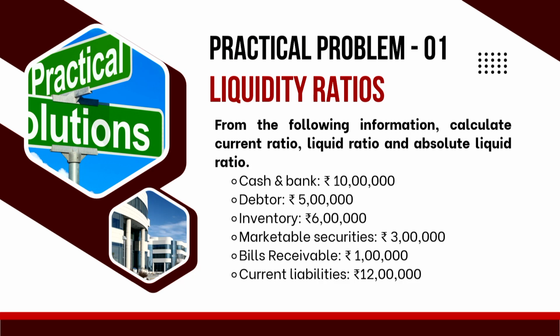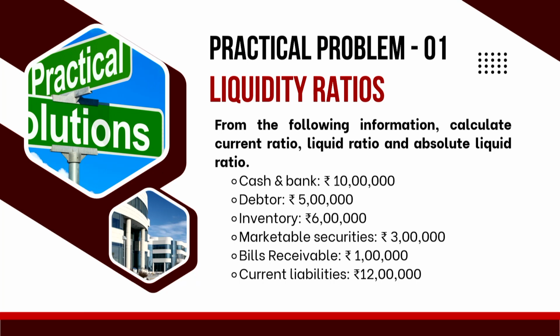From the following information, calculate current ratio, liquid ratio and absolute liquid ratio, and the information provided is cash and bank balance rupees 10 lakh, debtors rupees 5 lakh, inventory rupees 6 lakh, marketable securities 3 lakhs, bills receivable 1 lakh, current liabilities 12 lakh.